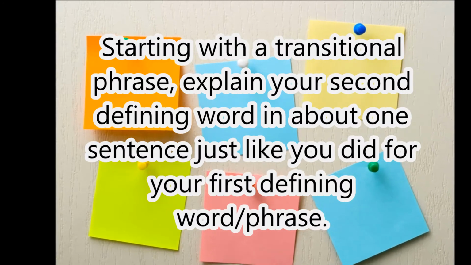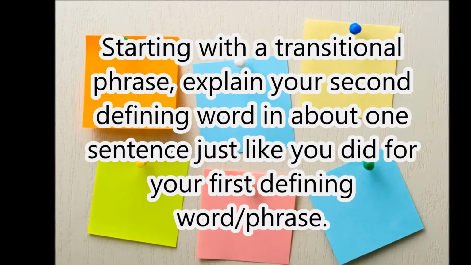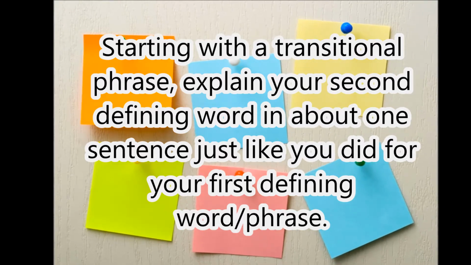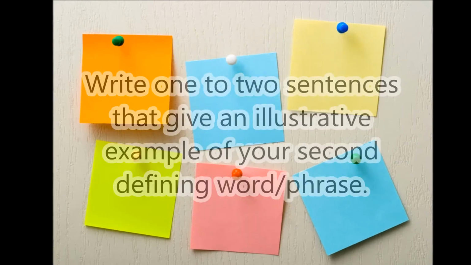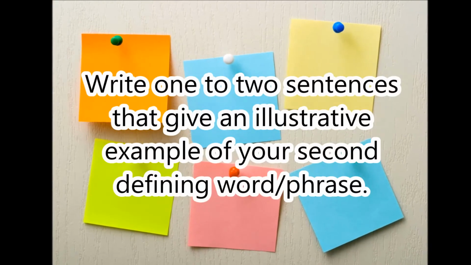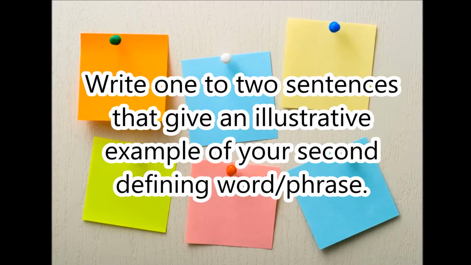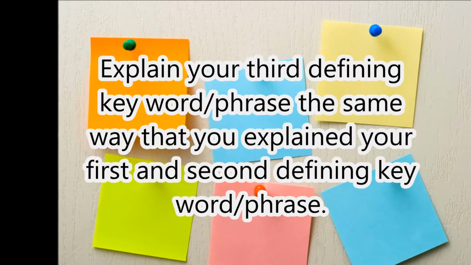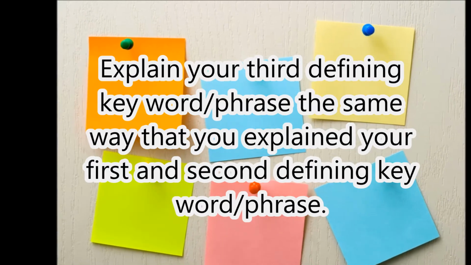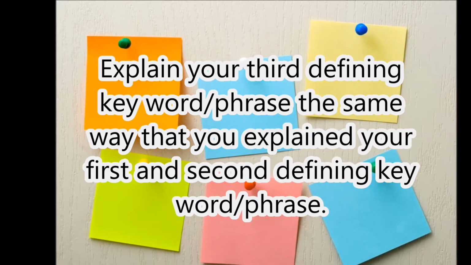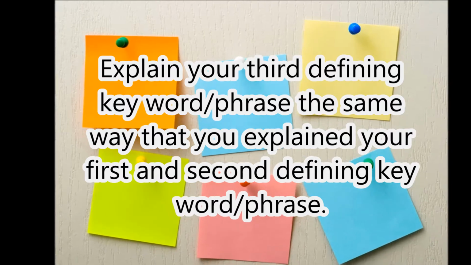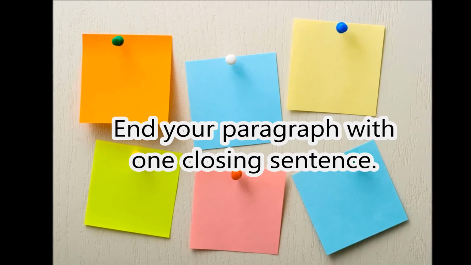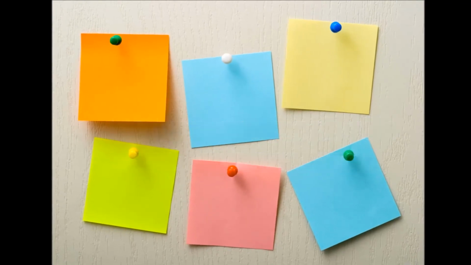Starting with a transitional phrase, explain your second defining word in about one sentence, just like you did for the first defining word or phrase. Write 1 to 2 sentences that give an illustrative example of your second defining word or phrase. Explain your third defining keyword or phrase the same way that you explained your first and second defining keyword or phrase. End your paragraph with one closing sentence.